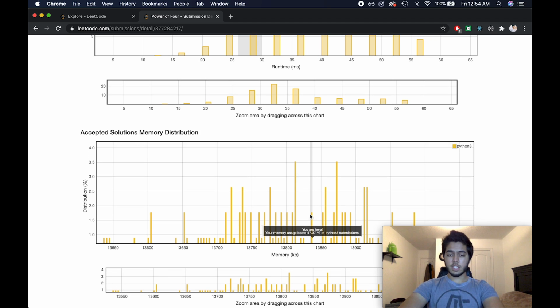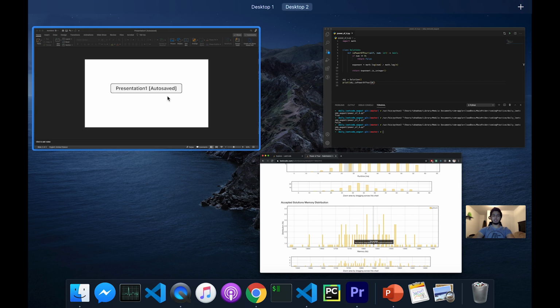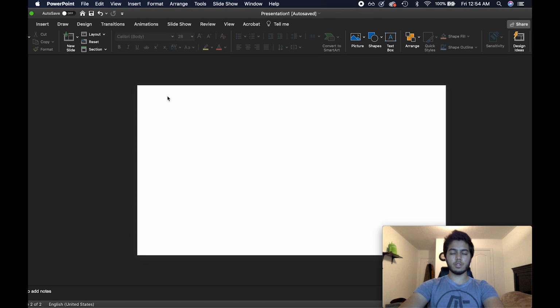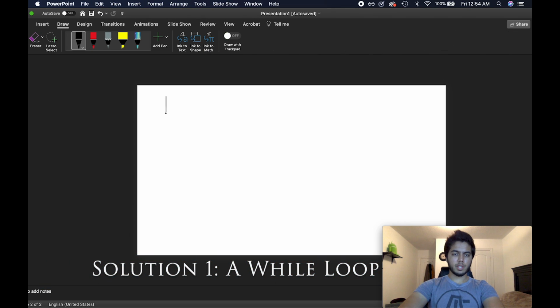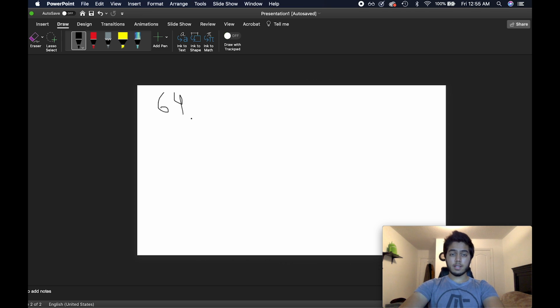If you guys have any suggestions on how I can improve space for this specific algorithm, comment below and let me know. With that being said, let me show you the second solution that we can possibly implement to solve this problem. So here's the approach we're going to take. So let's say again you're given the number 64. Okay, this time we're going to check if this number is divisible by 4, then we'll divide it by 4. So 64 over 4 is 16.